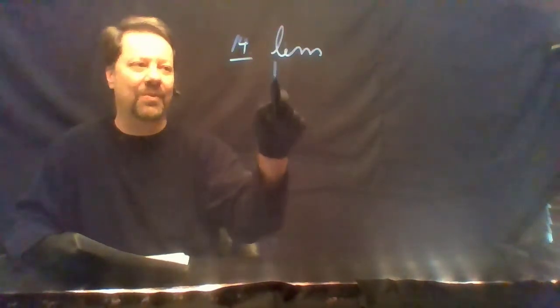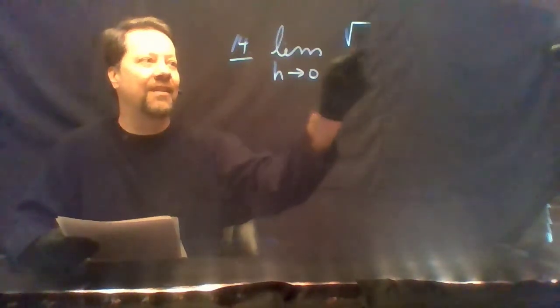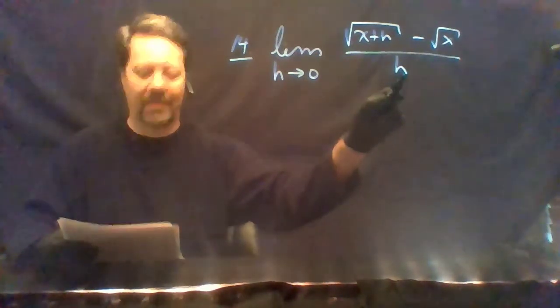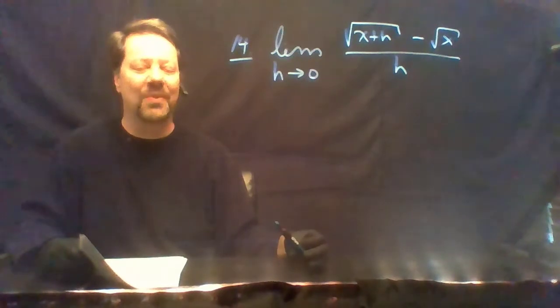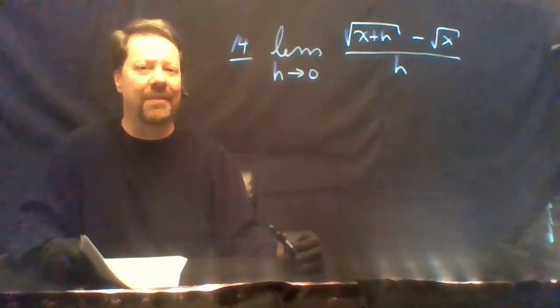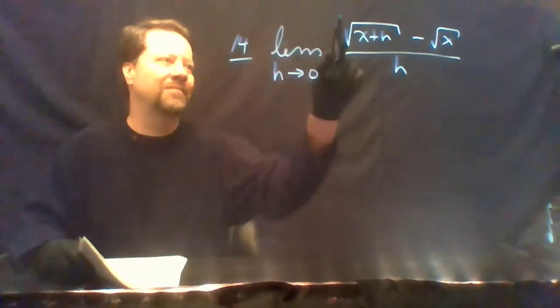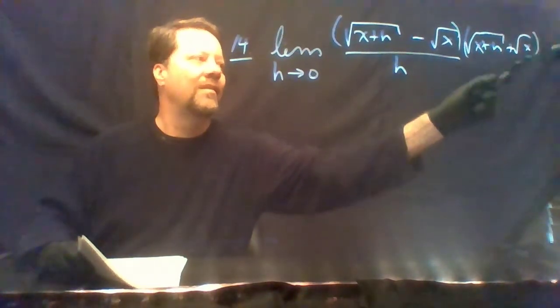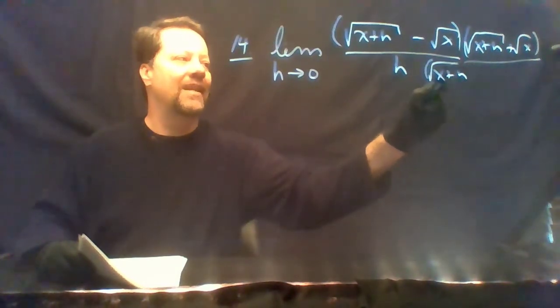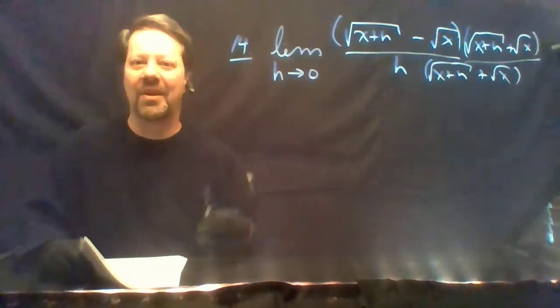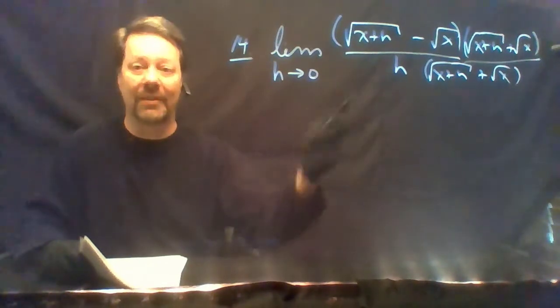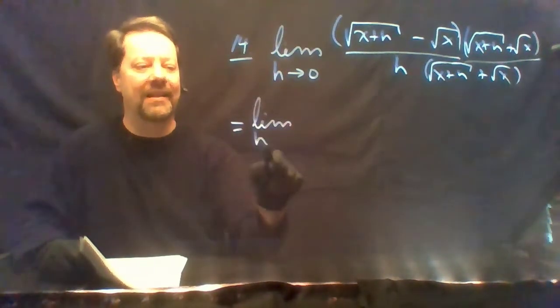On problem 14, we have a limit of a difference quotient. The limit as h goes to 0 of the square root of x plus h minus the square root of x all over h. This is one of those classics where you need to multiply numerator and denominator by the conjugate of the numerator. Root x plus h plus root x over root x plus h plus root x. Since I'm multiplying both top and bottom by the same value, I'm not changing the value of the expression, only its form. This gives me the limit as h goes to 0.